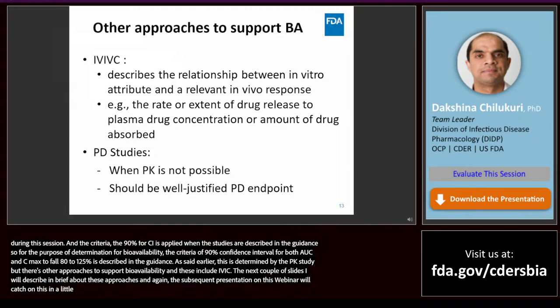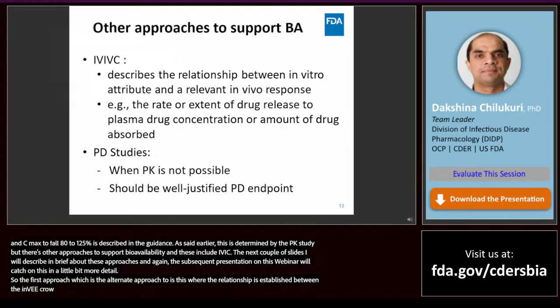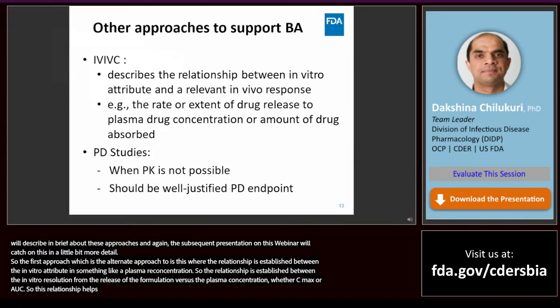So the first approach, which is the alternate approach to support or determine BA, is this IVIVC, where a relationship is established between the in vitro attribute and something like a plasma drug concentration. So a relationship is established between the in vitro dissolution or in vitro release from a formulation versus the plasma drug concentration, either Cmax or AUC. And so this relationship helps to support the bioavailability and obviate the need to conduct a bioavailability study.